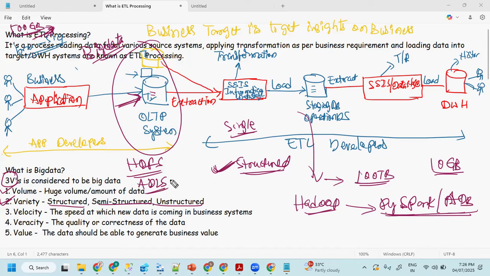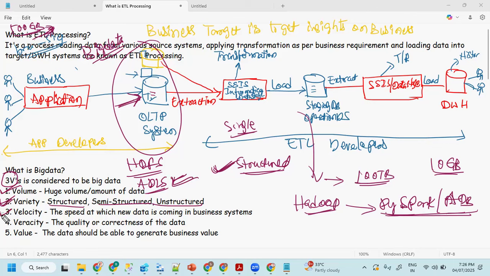Since we are going to talk about Azure, I'm going to talk more about ADLS. But I'll give the differences between HDFS and ADLS at the time of the Databricks discussion, because it is too early to talk about them. We can store a massive volume of data in ADLS, and we can store a variety of data in ADLS.